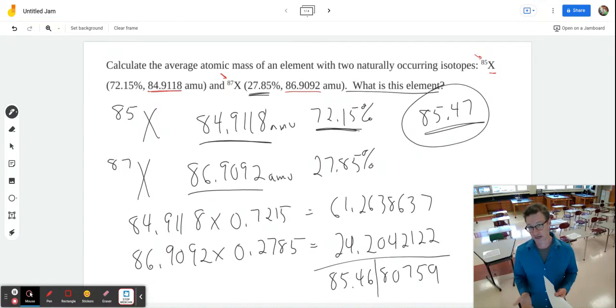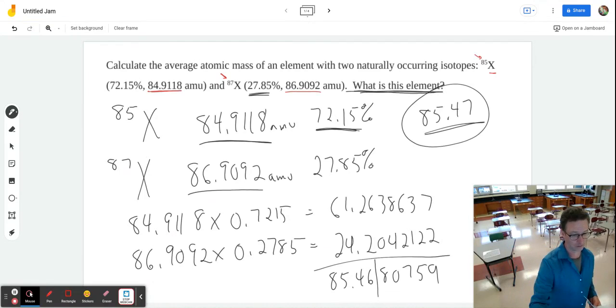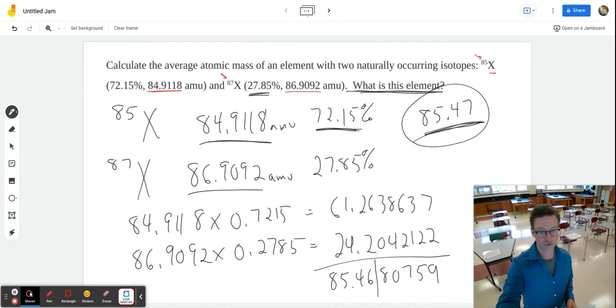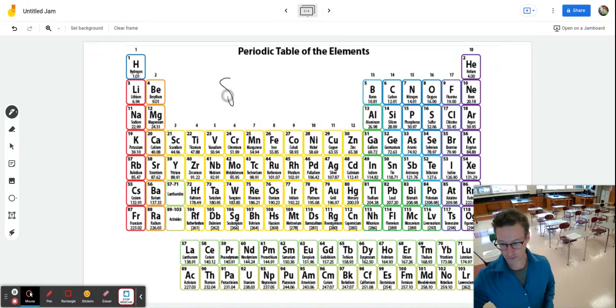If that was all the question asked, we'd be done. That would be our final answer. This one asks a little bit more of you. It says, what element is this? Okay, 85.47.